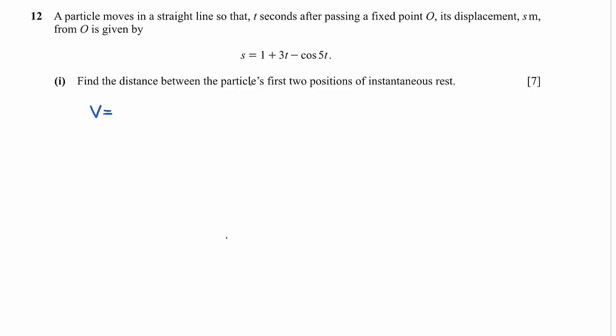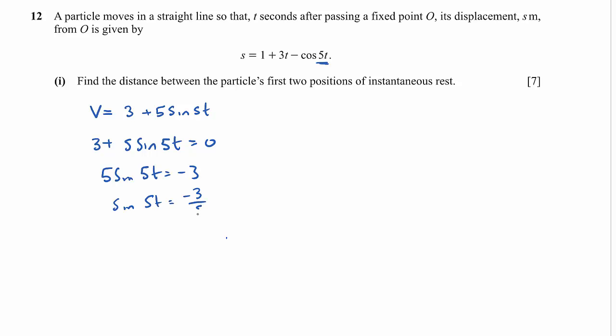To get velocity from displacement, we differentiate. The 1 will disappear. 3t becomes 3. Now, negative cos will differentiate to positive sine. So we're going to have sine 5t. Of course, 5t will be the same in both places because the argument never changes. But we are going to need the chain rule, so we need to put a 5 out here. So we need 3 plus 5 sine 5t equals 0. So 5 sine 5t is equal to negative 3, and then sine 5t is negative 3/5.